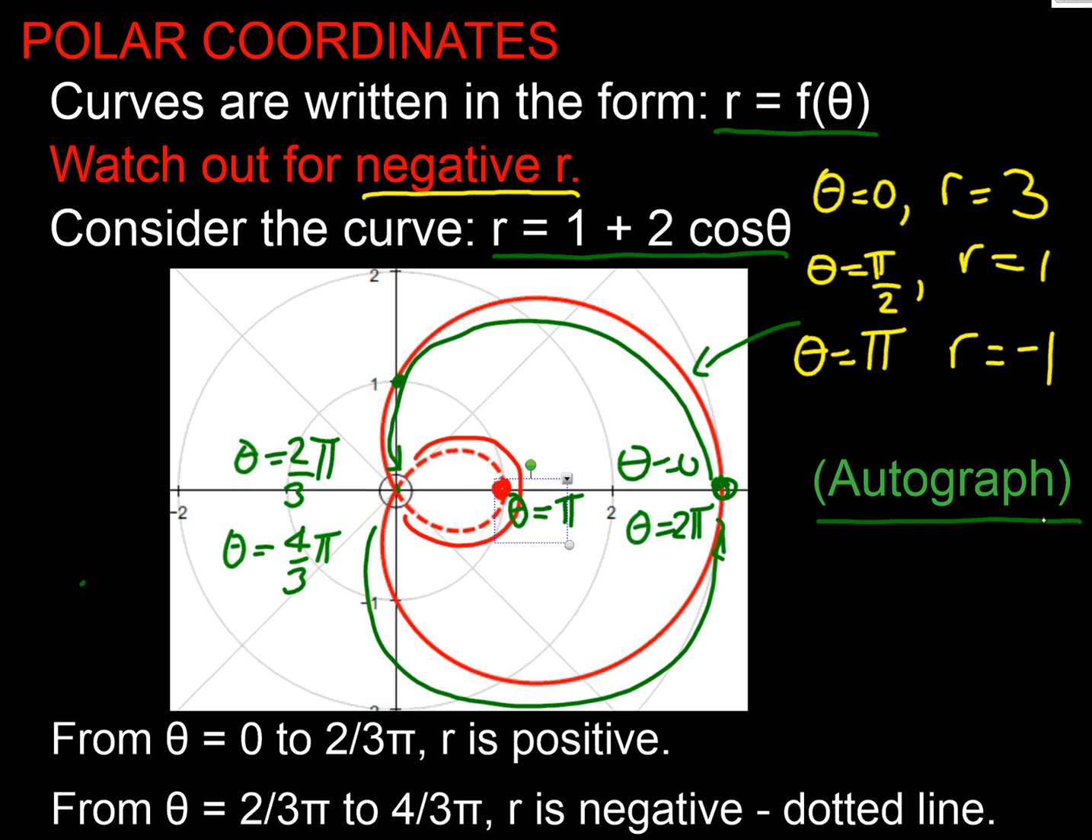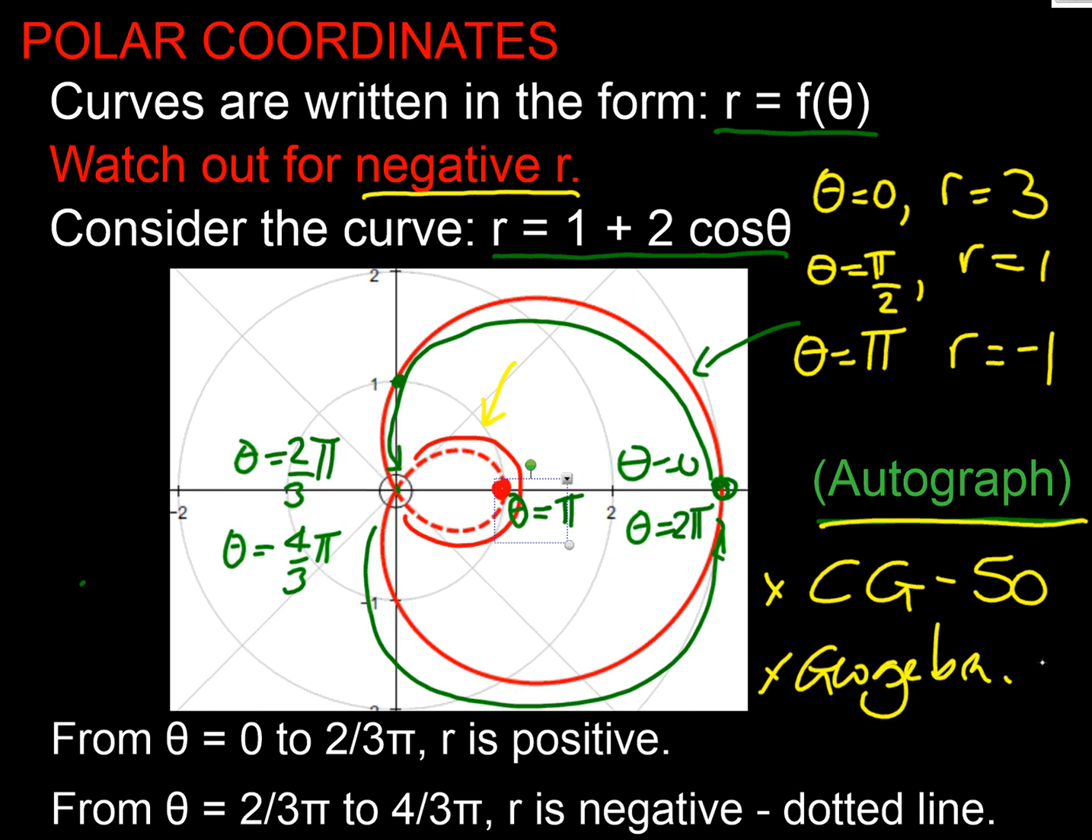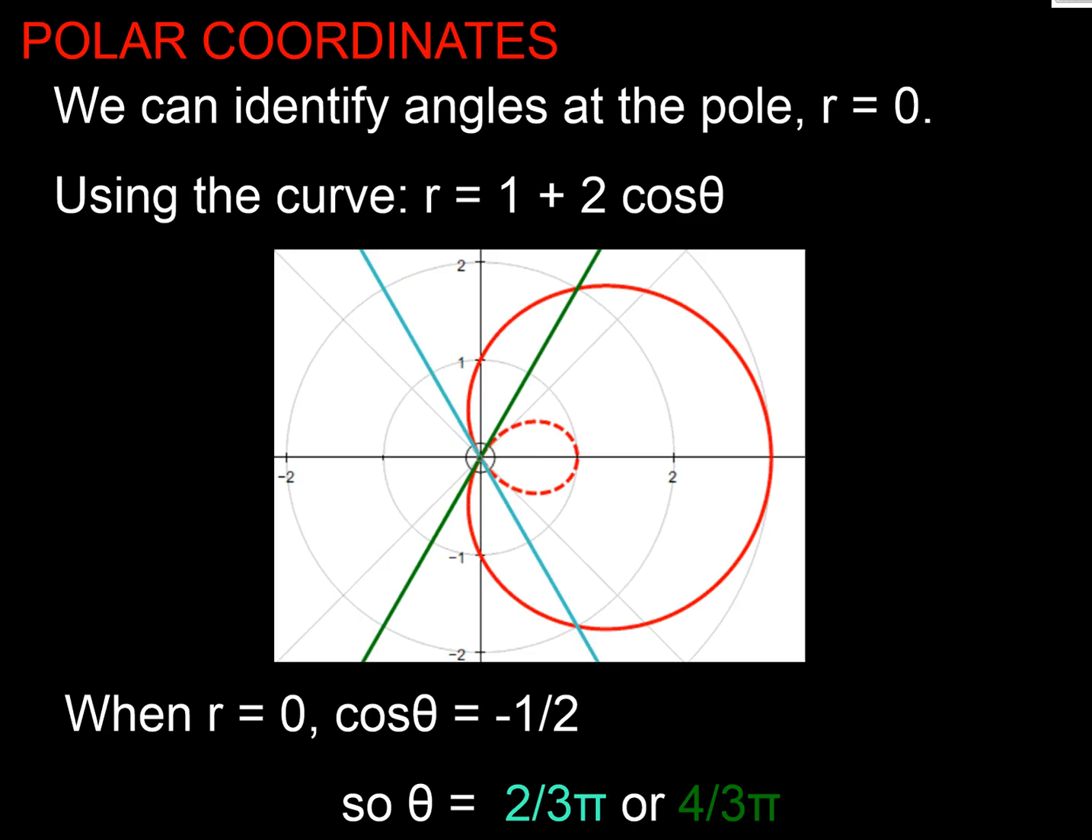Negative r values. Now if you're using Autograph, Autograph will show any negative r values with a dotted line there. If you're using your CG50 calculator, it won't do that. They'll all look like solid lines, so you need to work it out. And also in GeoGebra, it will give you solid lines, yeah? So it's quite useful to use Autograph if you can get a copy. Okay, but can you see how we can go around, tabulate our values, or use our calculator and graph our curves? It is quite important to find these points where it goes from positive to negative. So at this point here, r equals 0.